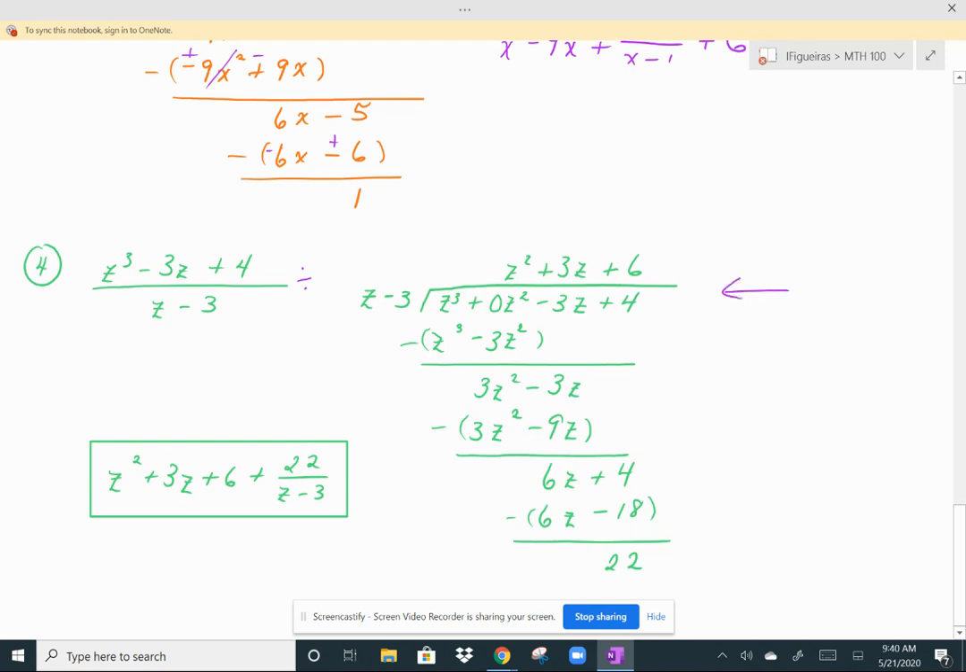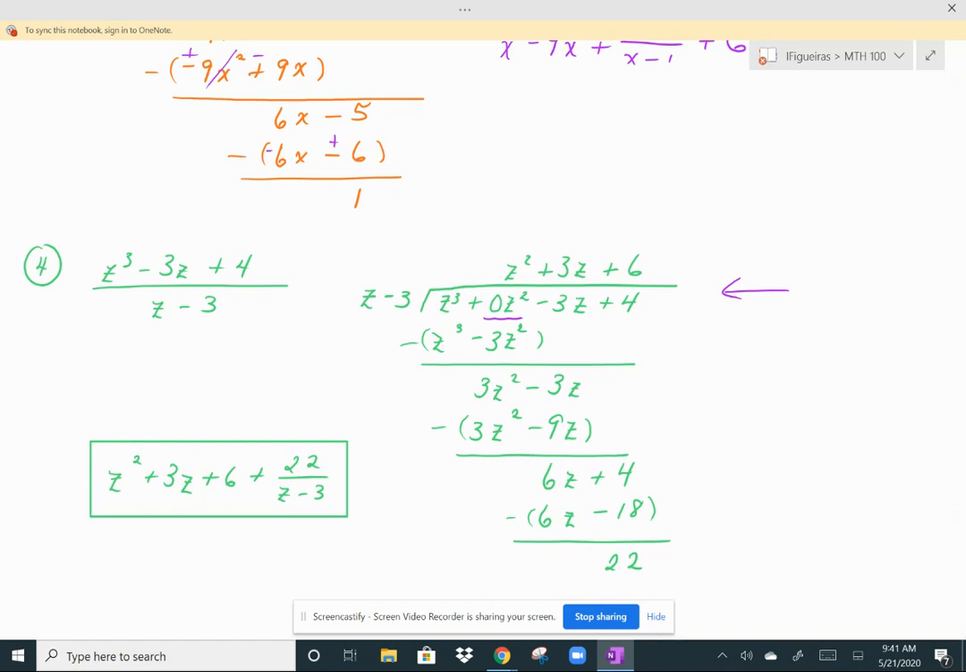But I also have another issue going on because notice that my degree here is 3, and then I go to z, and then I have a constant. So I'm missing a z squared term. And with long division, in order for things to line up properly and stay organized, you need every term represented. So we play a little trick here, and we force a z squared term to exist by just putting a 0 in front of it. So anything that's missing, you would just put a 0 in front of the missing term.